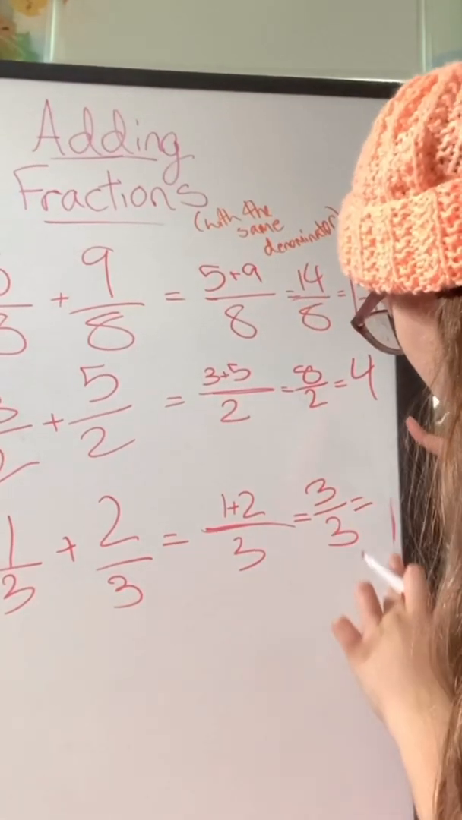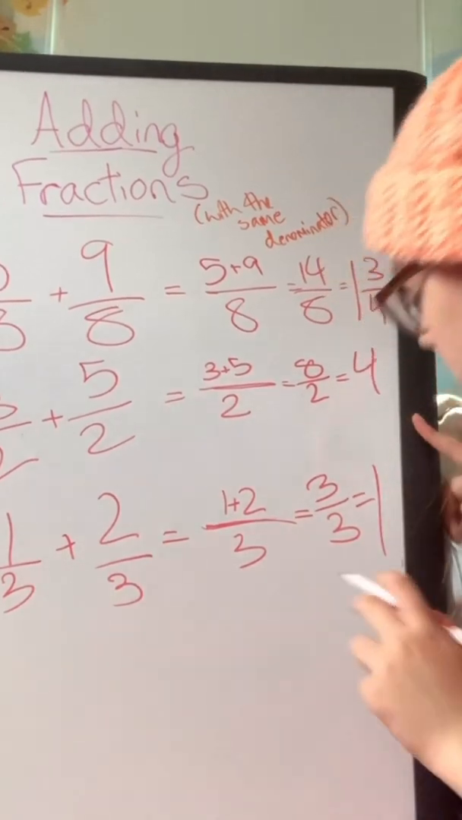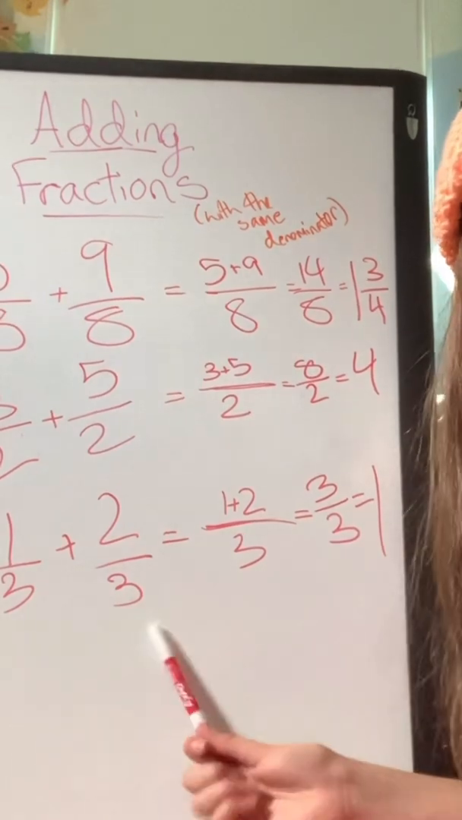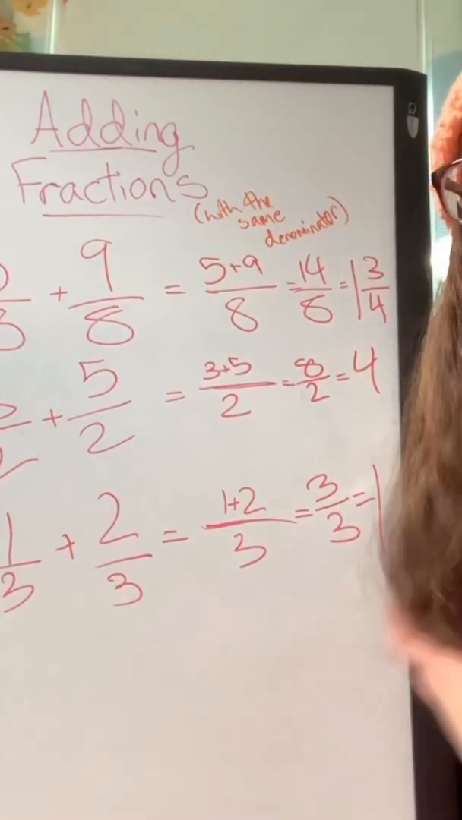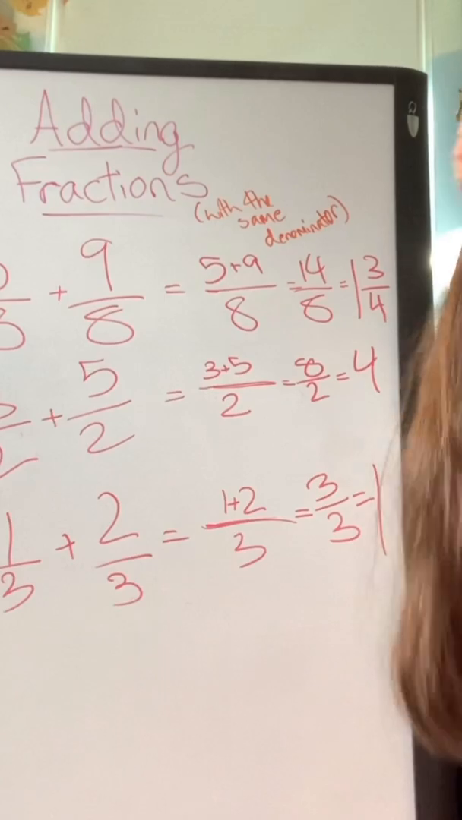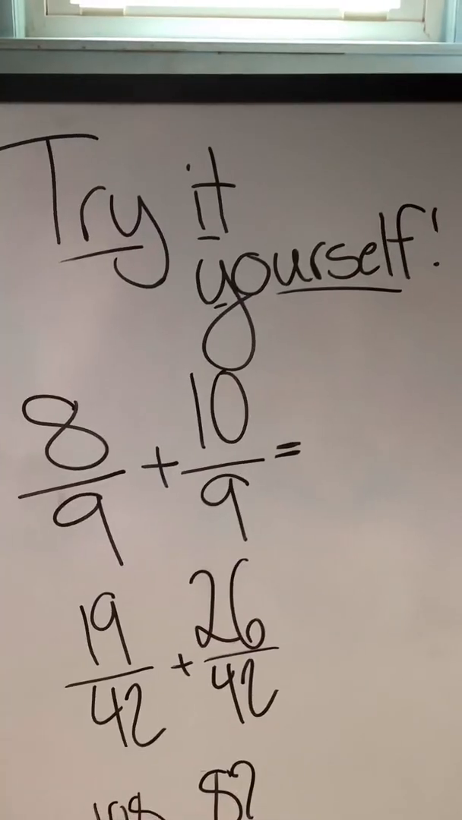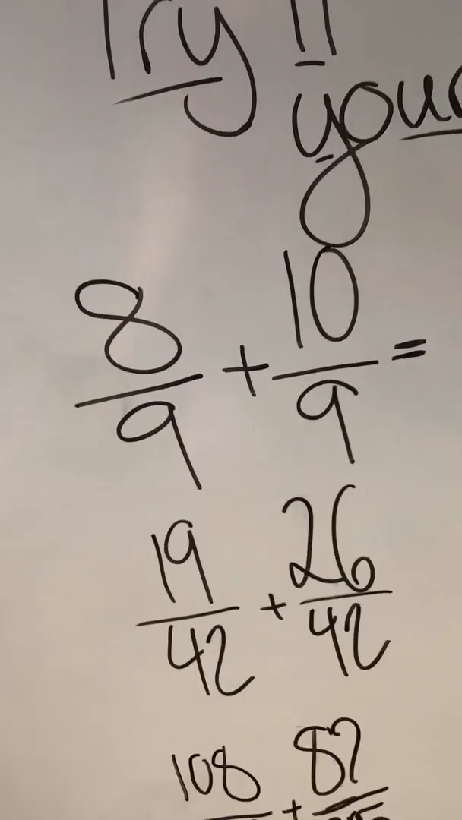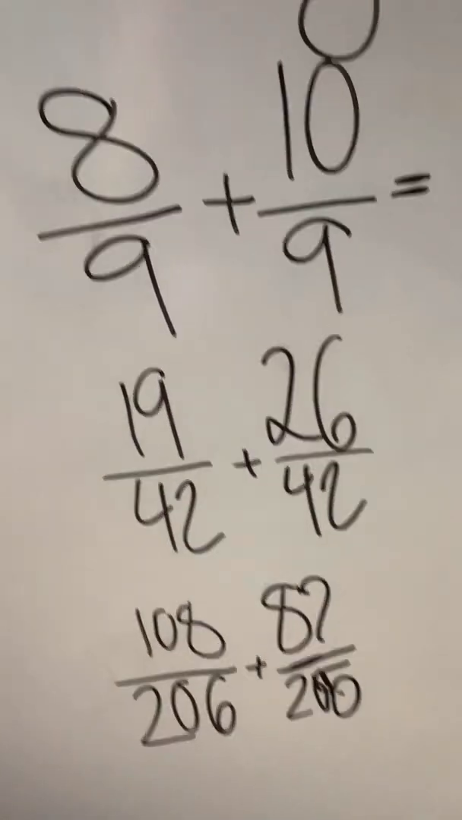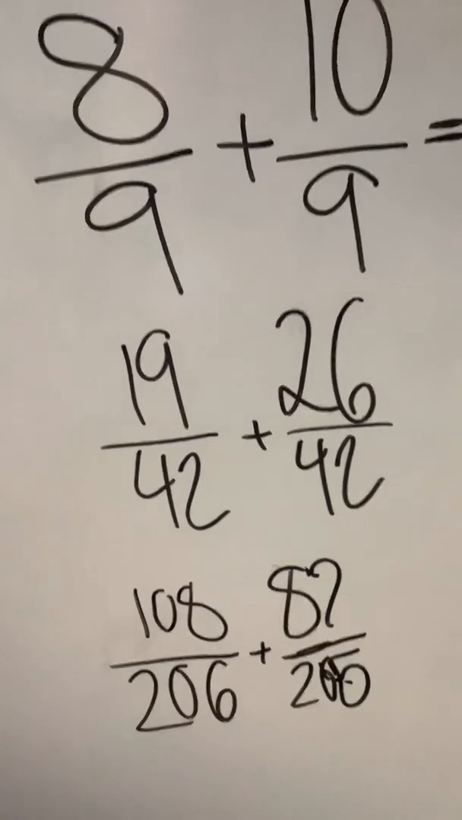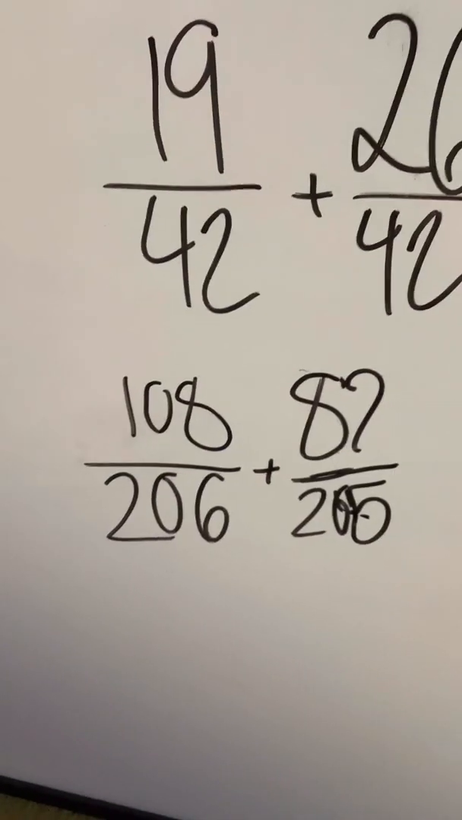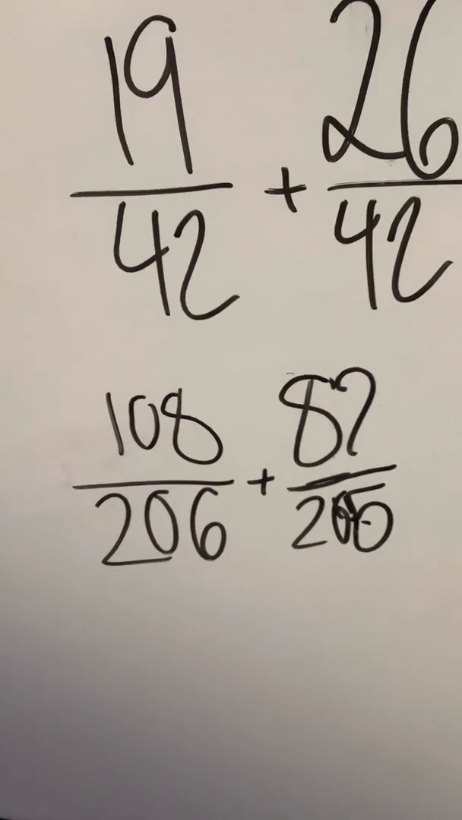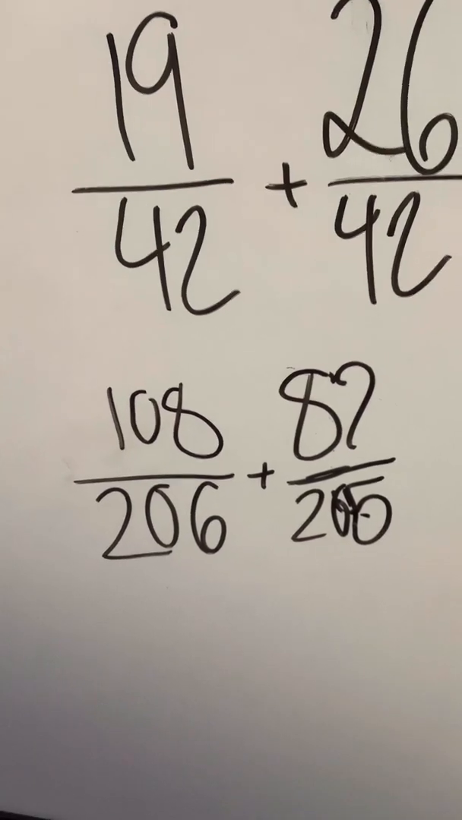Let me make that neater. See, these are very simple once you get to do them. The equations may make them seem hard, but they're actually really easy. Time for you to try it yourself. You have 8 over 9 plus 10 over 9, 19 over 42 plus 26 over 42, and 108 over 206 plus 87 over 206. Good luck, and I will see you when we review the answers.